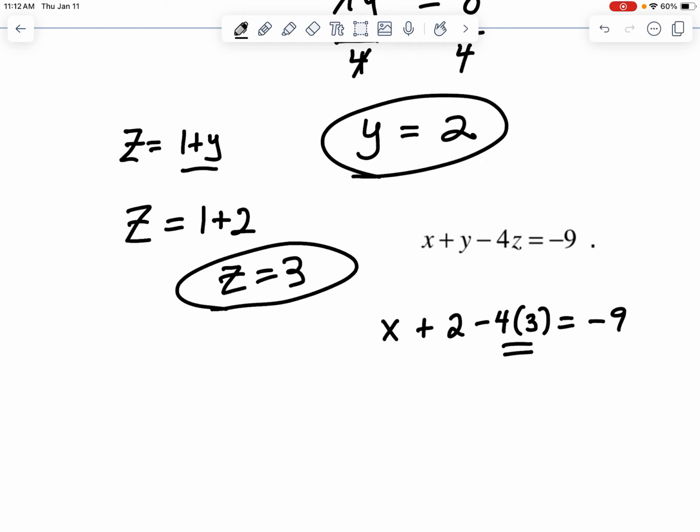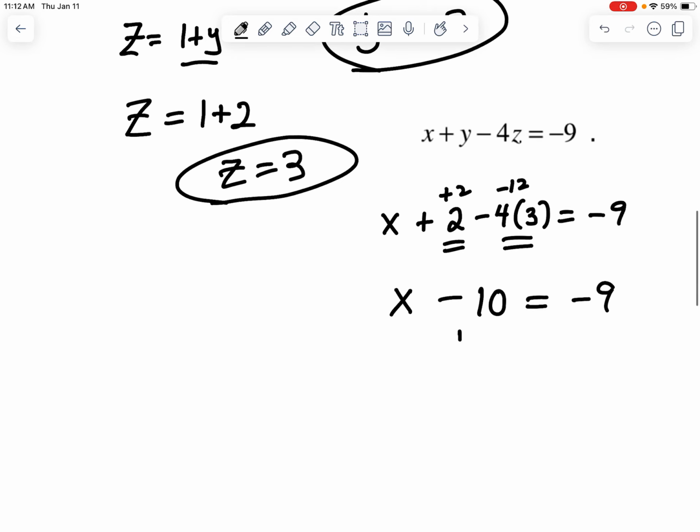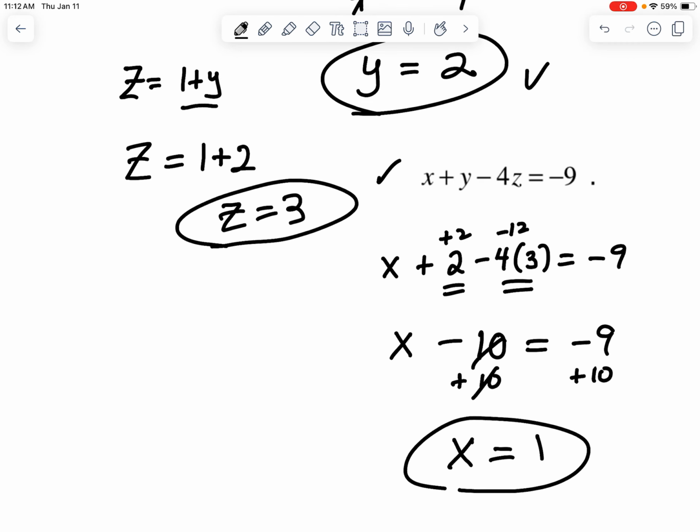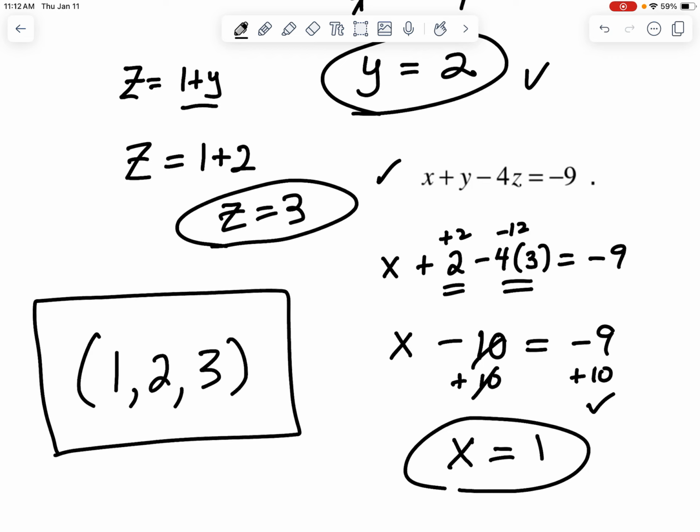So how much is that? Well, this is negative 12 plus a 2, which is going to be a negative 10. And then it still equals negative 9. And then all I need to do is add 10 to both sides. And it turns out that x equals 1. And then usually, rather than leaving the answers all scattered like this, you write them as an ordered pair, that x goes first, y goes second, and z goes third. So there, I box it up, and I'm done.